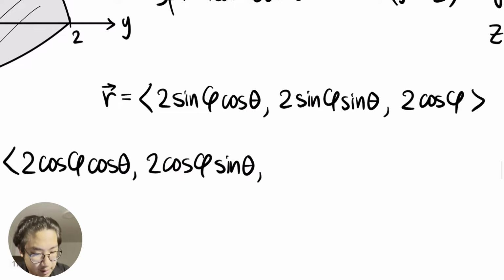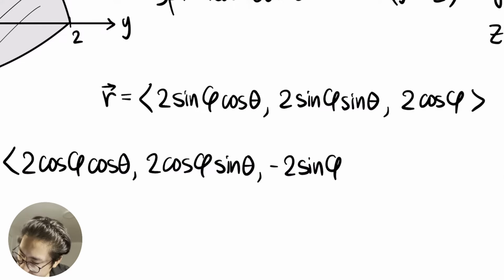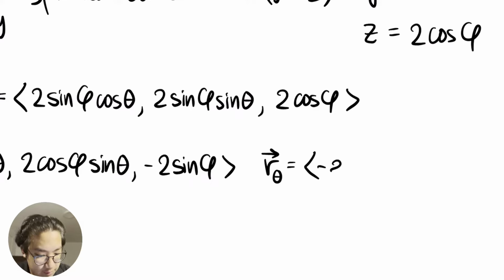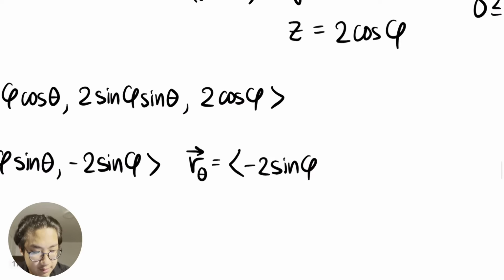And then we have negative 2 sine phi, I believe. Yes. Okay. And then next we need to compute the partial of r with respect to theta. So r sub theta. Slightly different. In this case we have negative 2 sine phi and then sine theta. Oops. So just the derivative of cos theta, which is negative sine theta.